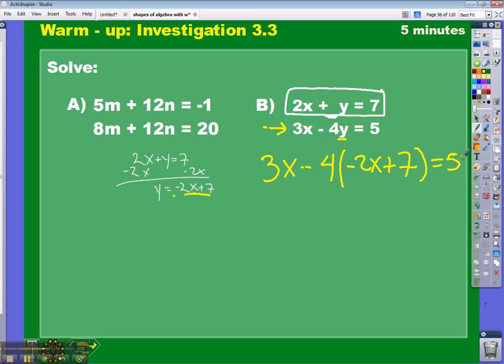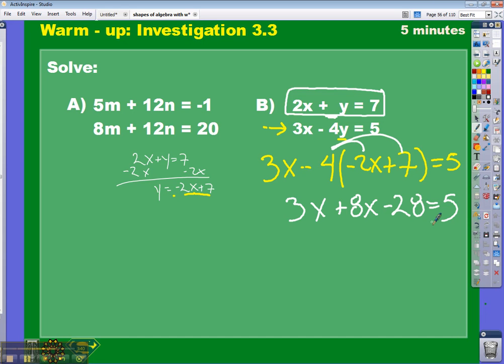And now you'll notice that instead of having 2 variables, I only have 1, which is great. I can solve for x. I can find what that missing x value is. So I have a negative 4 outside of parentheses. What does that mean? It means multiply. So we'll distribute. So we have 3x. Negative 4 times negative 2x is? 8x. Positive 8x. Negative 4 times 7 is? Negative 28 is equal to 5.